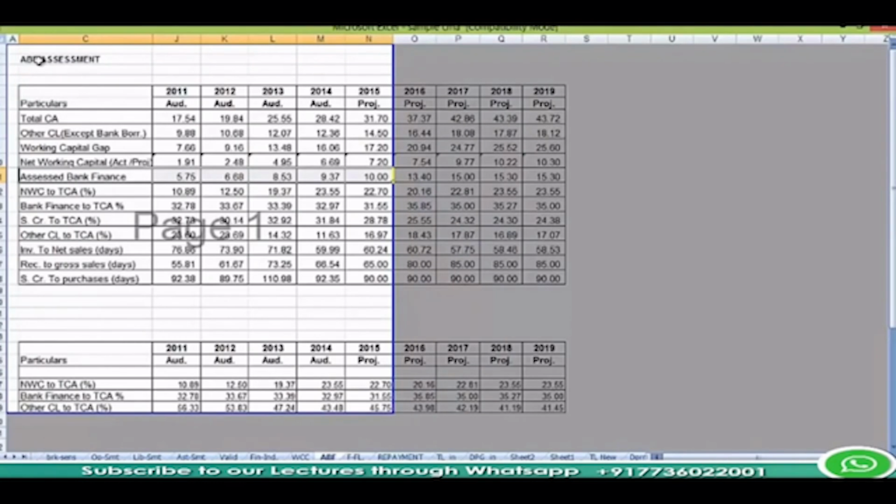So this sheet is very important because it is going to tell how the company has financed its current assets, what are the combinations, how much is from net working capital, how much is from bank finance, how much is from sundry creditors, how much is from other current liabilities. It is also going to talk about certain critical number of days, which is very important in understanding the working capital management of the customer. So this sheet talks about all those, that is ABF assessment.